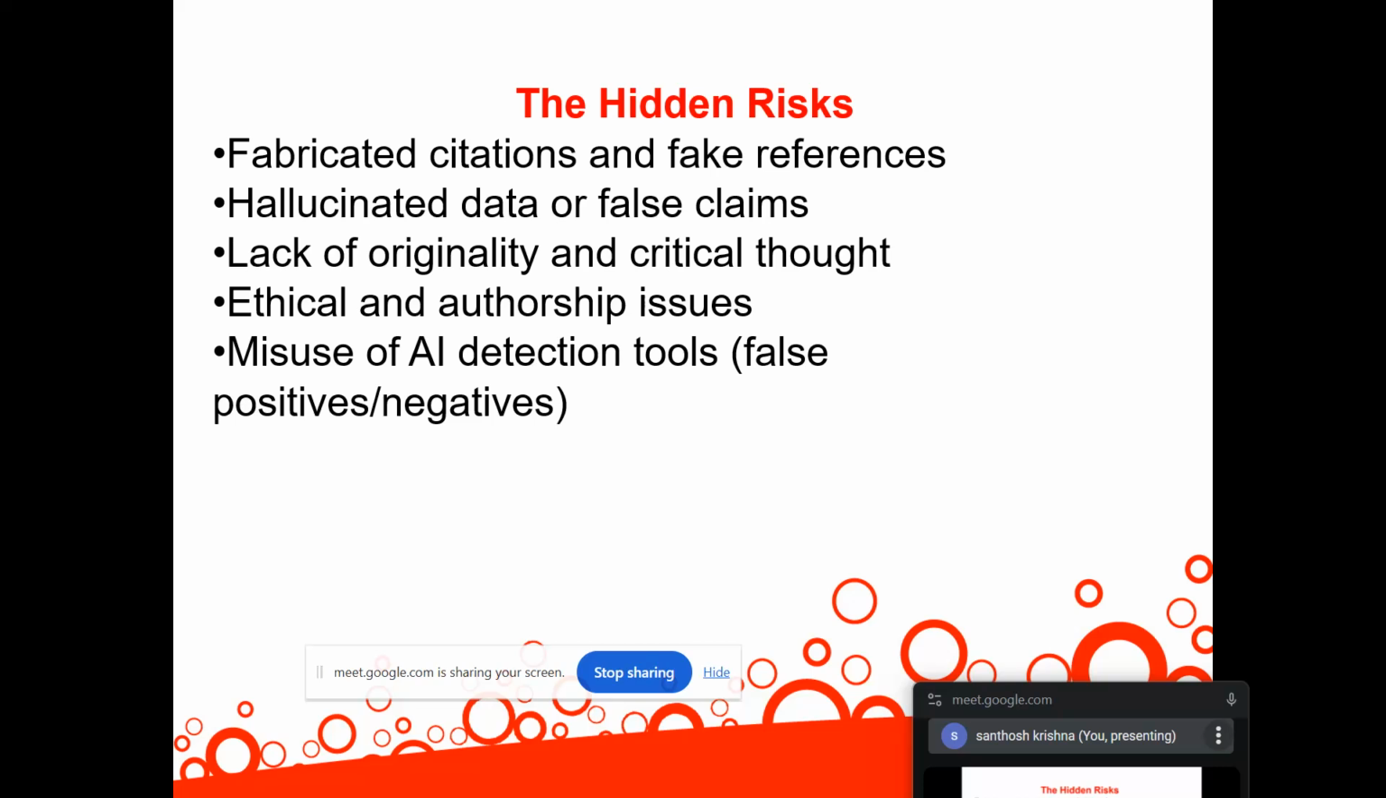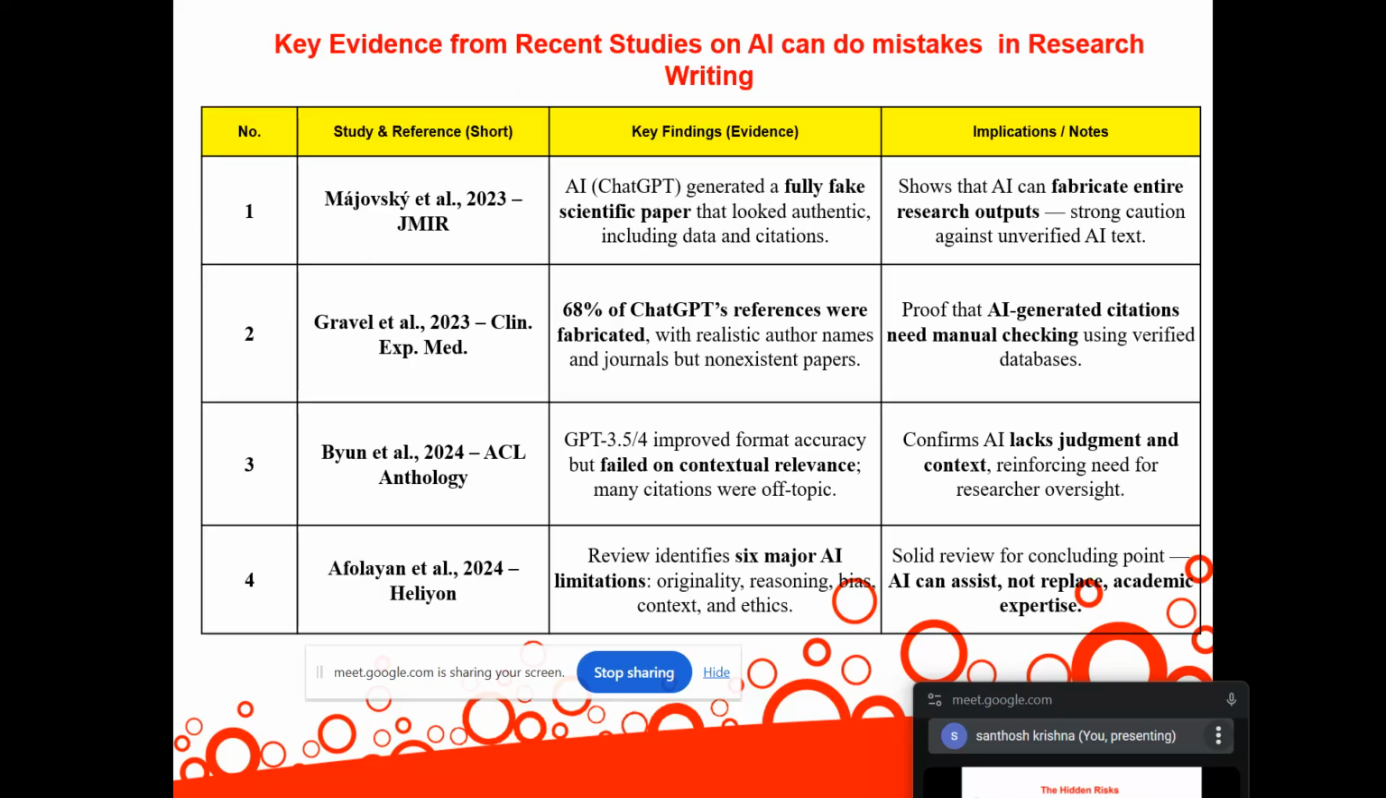Then sometimes ethical and authorship issues will be there. So we should be very clear: if we are taking something, we should have ethical guidelines. When we are taking something from somebody, if they want a written agreement, we should take a written agreement before taking their results or any code from them, either by email or in hard copy. We should take the consent, and we should not misuse AI detection tools for any ethical issues.